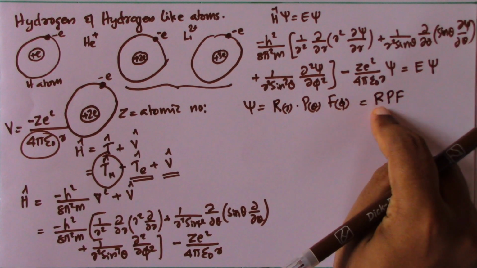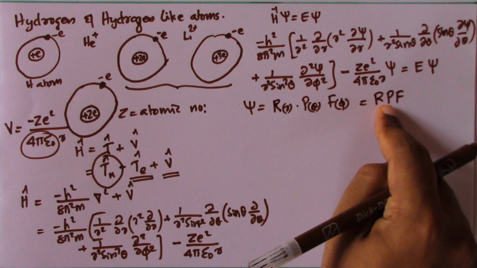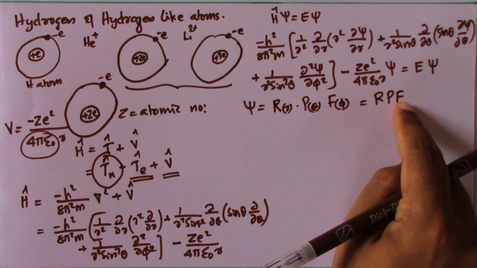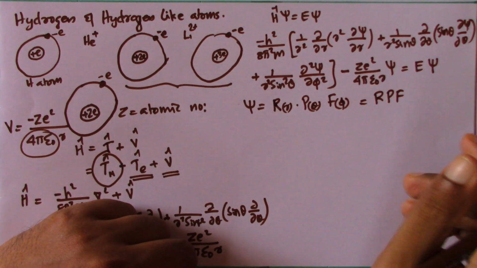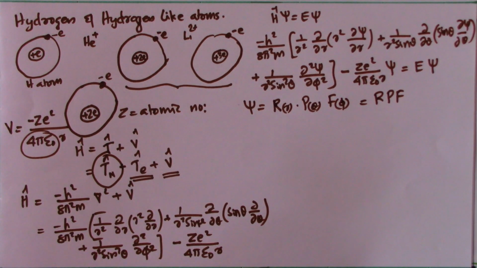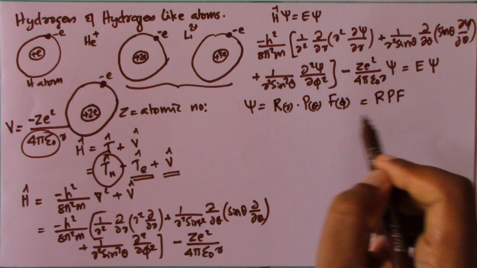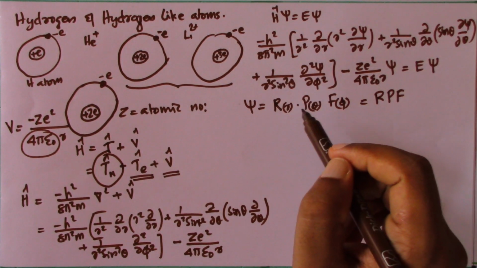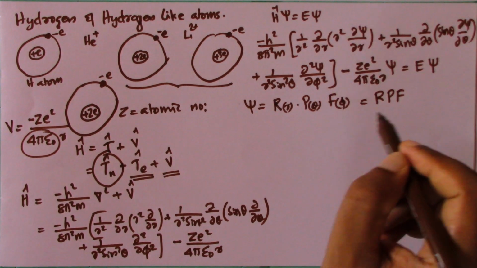So wherever you find R, it means R of r, P means P of theta, and F means F of phi. Okay, or F is a function of phi, like that. So psi can be expressed as the product of these three functions. So now let us expand this Schrodinger wave equation for the hydrogen atom by substituting psi equal to R P F.